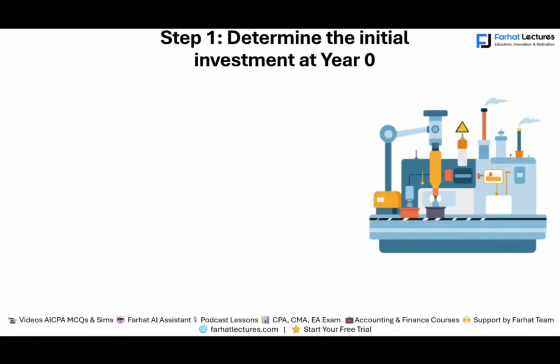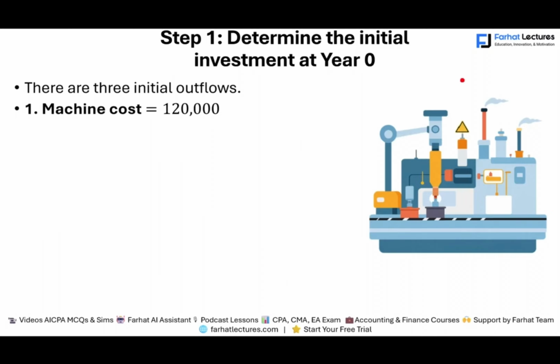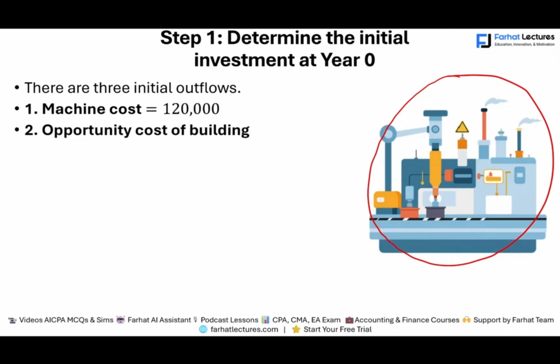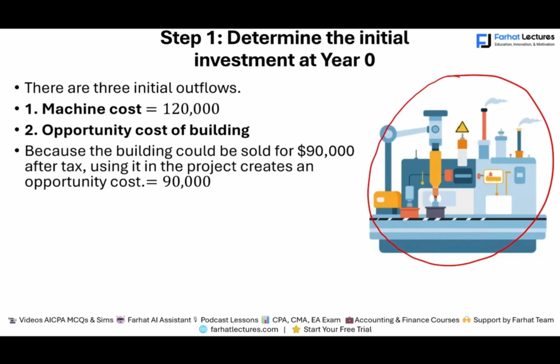First, we have to determine the initial investment at year 0. At year 0, we need basically 3 things. We need the machine, and this machine will cost us $120,000. That's the first cost that we have to take into account at year 0. Also, we said we are going to account for the opportunity cost. The opportunity cost for the building, because the building could be sold. We're not selling it.